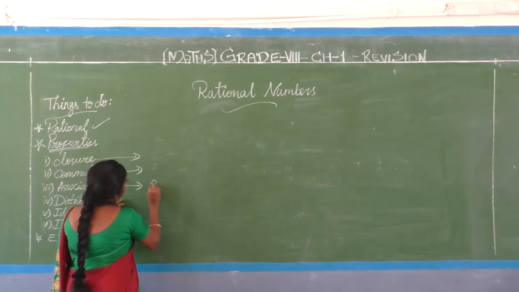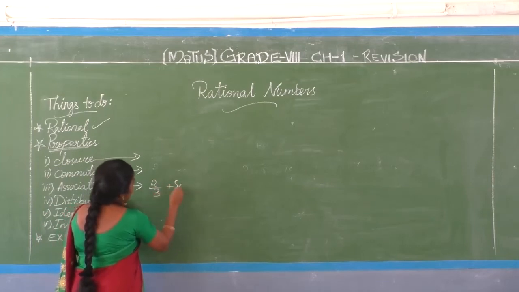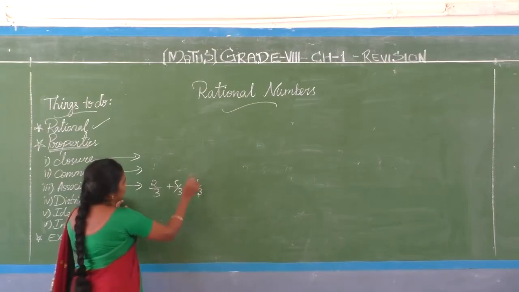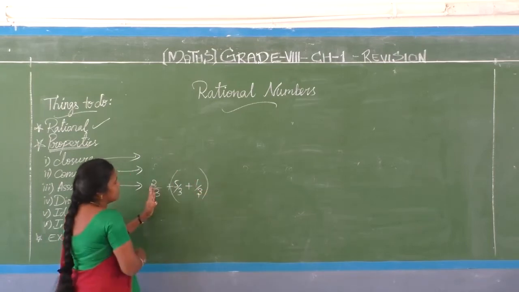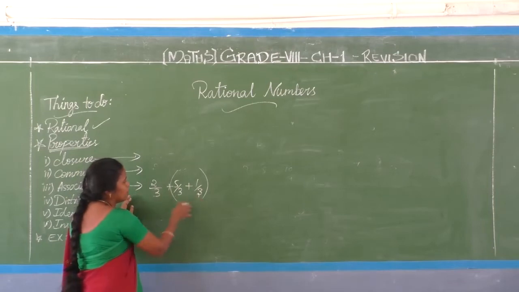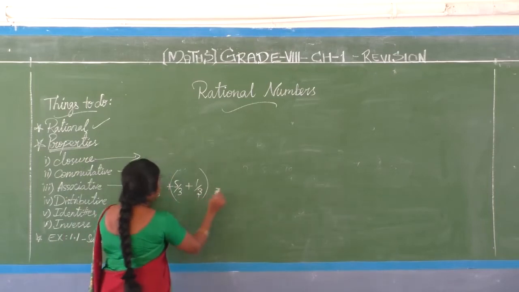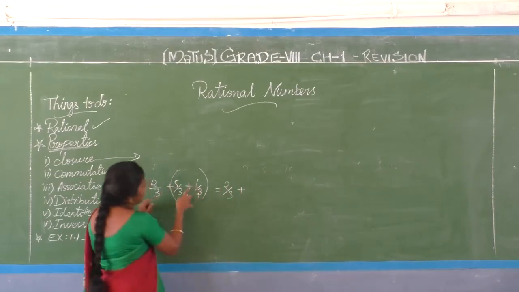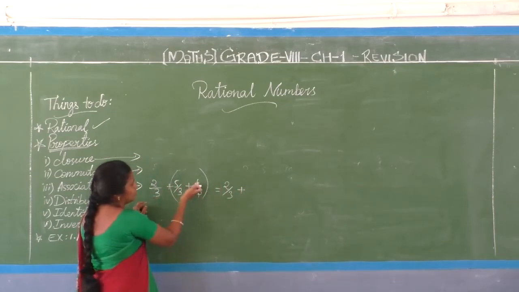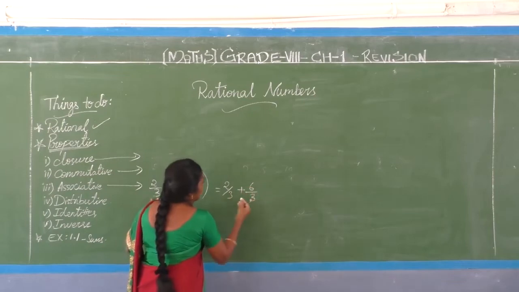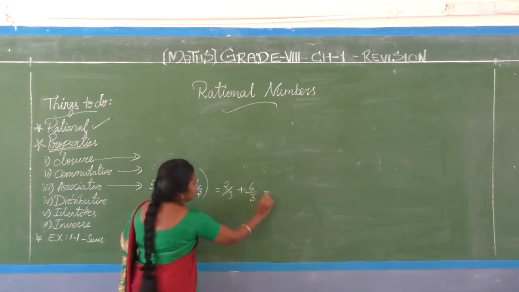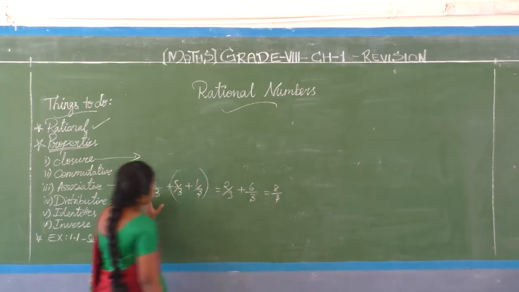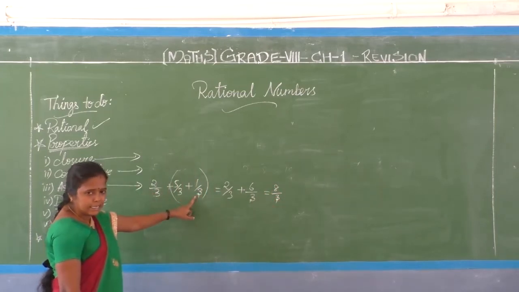Clear? See, 2 by 3 plus 5 by 3 plus 1 by 3. 3 numbers. So what comes here? Group-wise, this is the first, second, third. I have grouped here the second and third numbers. What comes? As it is, 2 by 3 first term plus the grouping works. We have to add here, the addition operation. So 5 plus 1, 6 by 3. Now this and this to be added. Addition of like rational numbers. So as it is, 2 plus 6, 8 by 3. Clear? I have taken 3 rational numbers.